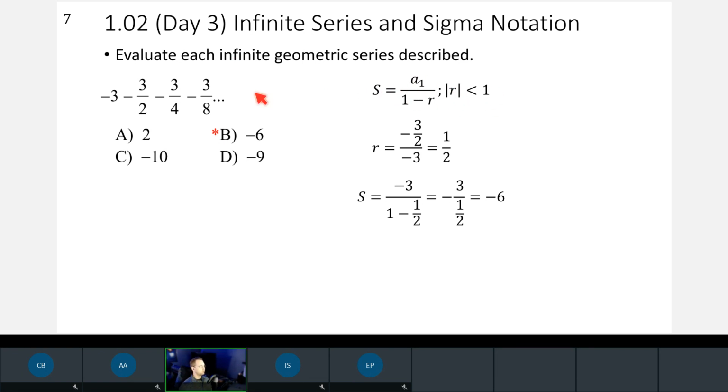And we just plug the stuff in. A sub 1 is, well, -3, so I plug that in here. The common ratio, we find that by doing -3/2 divided by the previous, and I show that work here. And we just plug everything in, hit enter, and we get -6.